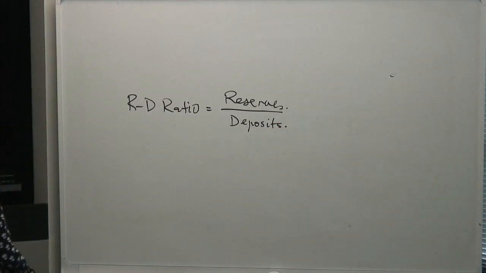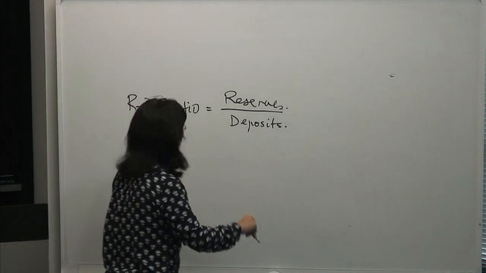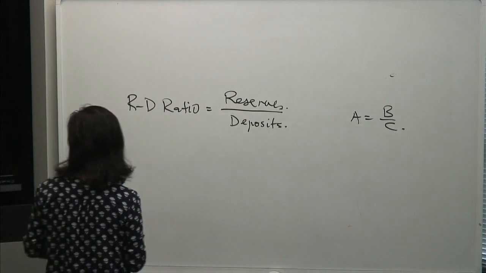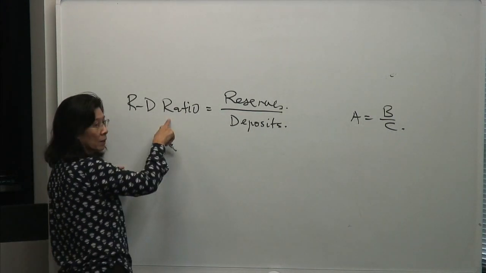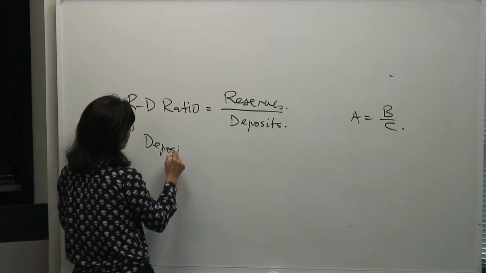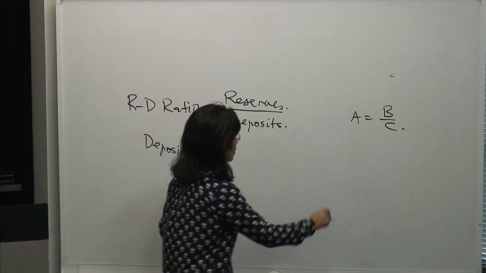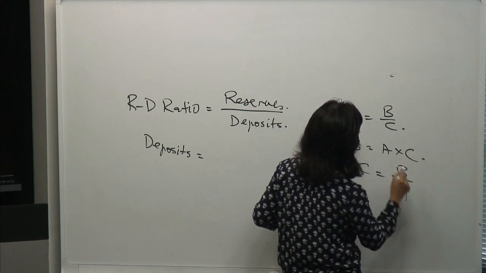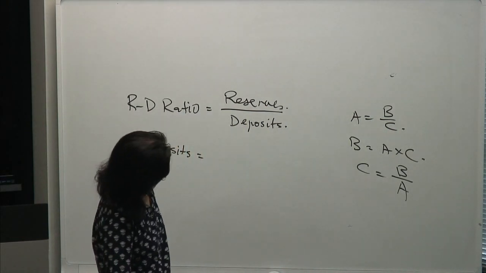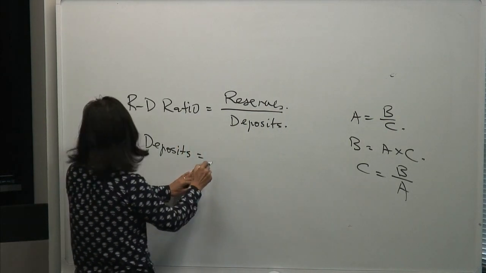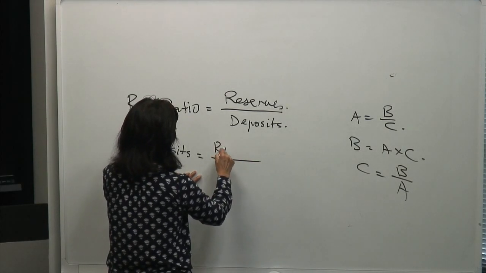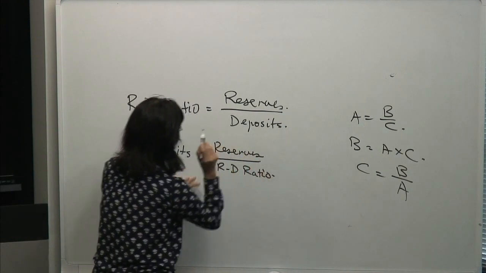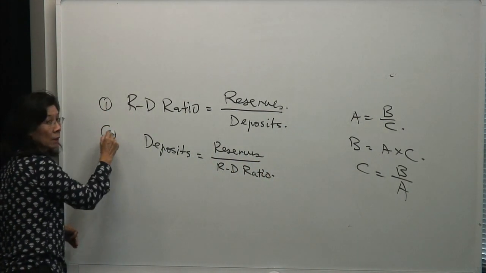It's the same thing. If you were to rewrite this equation, this is saying that A equals B divided by C. If you rewrite this equation, you say, I want the bank deposit to be here. So then B is A times C, and C is B divided by A. So in this case, you would have the bank reserve divided by the RD ratio. They are the same equation, really.